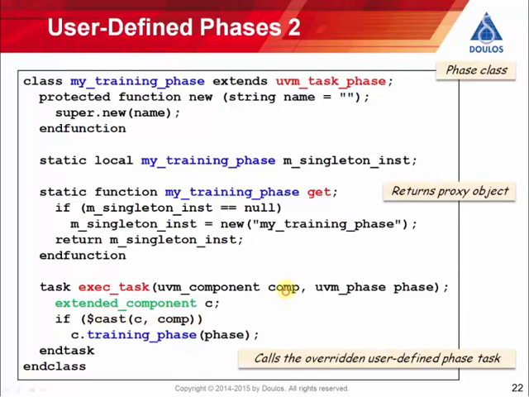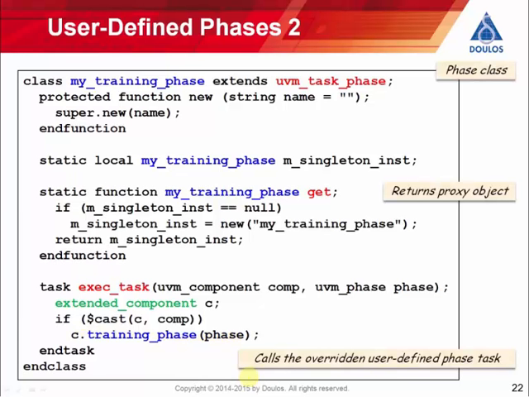So that dynamic cast is taking the object that was passed into exec task and trying to cast it to be an object of type extended component. And assuming that dynamic cast succeeds, we're then calling the user-defined phase method. So hopefully you can see what's going to happen. When the UVM engine runs, when all of our code is up and running and UVM transitions into the training phase, it's then going to call exec task, and exec task is going to call the training phase method for our particular component. So that's step 2.